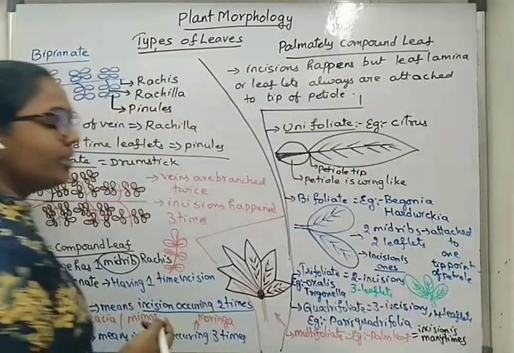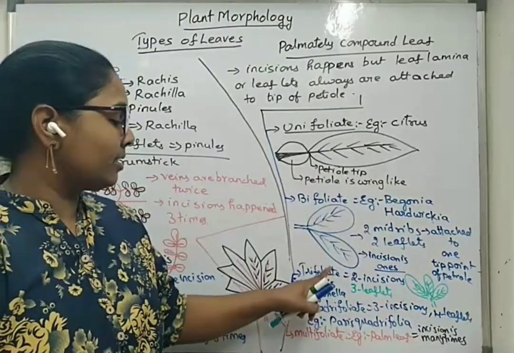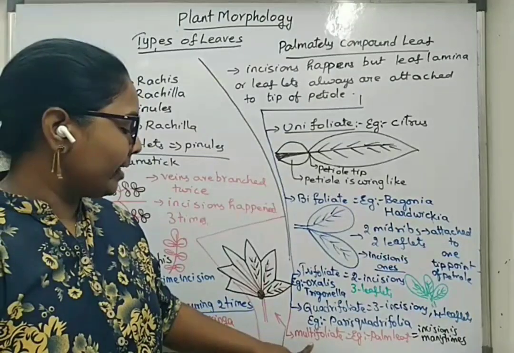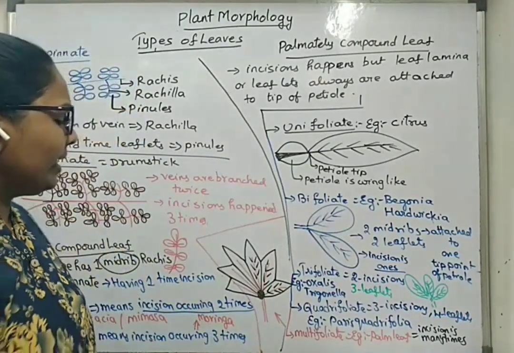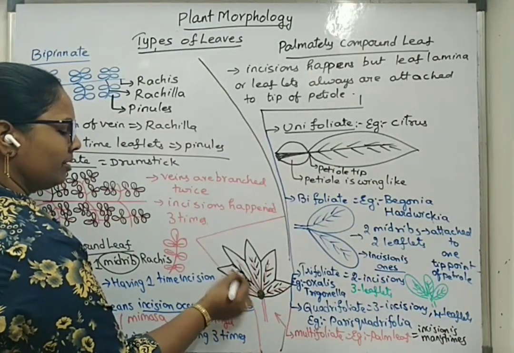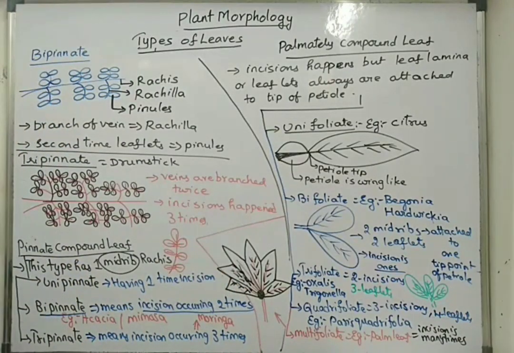Here I did not give any specific number. Like in quadrifoliate, I have given 3 incisions, 4 leaflets. Trifoliate, 2 incisions, 3 leaflets. Likewise, I did not mention any specific number of incisions in multifoliate because it differs from species to species. So these are pinnately compound and palmately compound leaves.